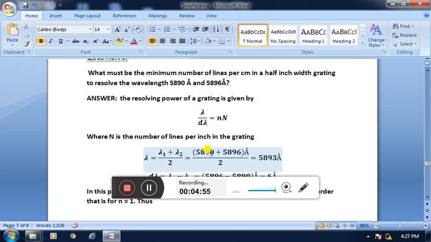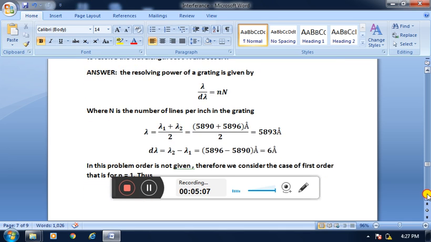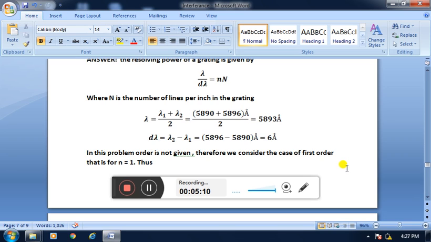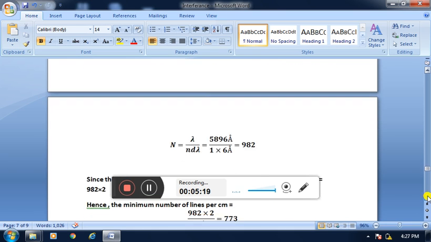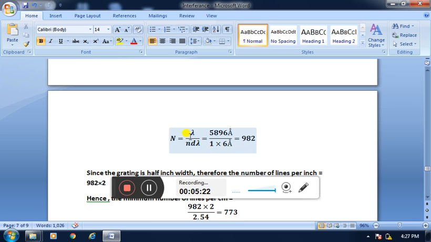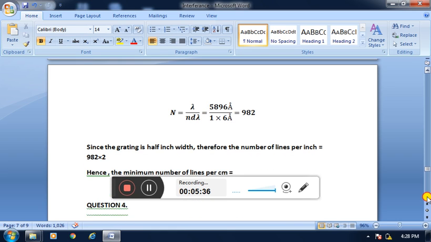Lambda 1 is 5890 and lambda 2 is 5896, divided by 2, then we get 5893 angstrom. Dear student, d lambda is the difference between two wavelengths, lambda 2 minus lambda 1, we get 6 angstrom. For order 1, n is equal to 1, and we get the value of capital N is equal to lambda n upon d lambda, that is 5896 angstrom upon 1 multiplied by 6 angstrom, which gives 982. Capital N is 982.